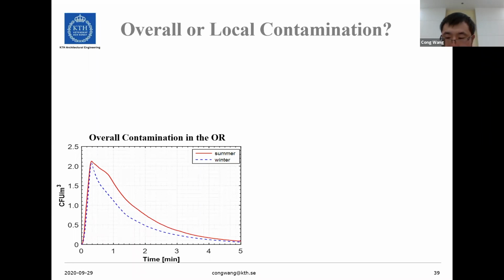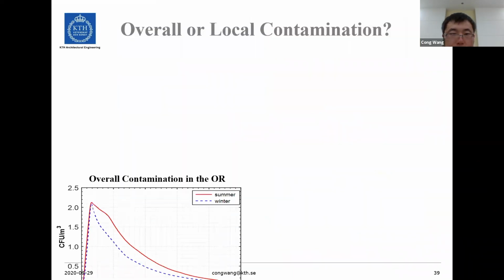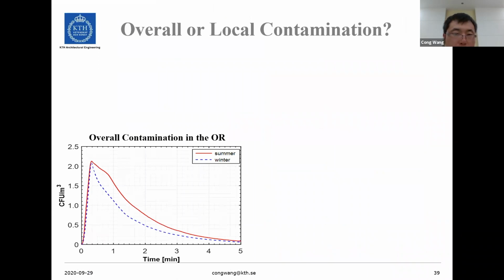And this is because, if we recall this figure, under the winter condition, the contaminants are mainly accumulated at the floor level. And remember that in our operating room ventilation, we usually have the exhaust vent at the floor level. Therefore, since the airborne contaminants are closer to the extractor vent, they will be evacuated more quickly than in the summer condition, in which the airborne contaminants are accumulated in the upper part of the operating room. So this is the overall contamination in the operating room.